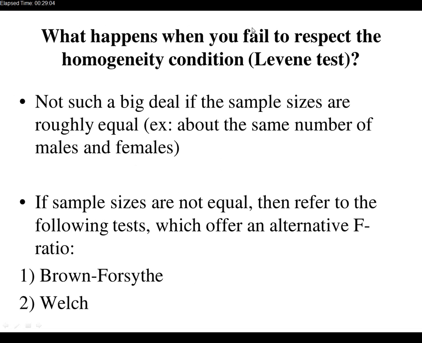What happens when we fail to respect the homogeneity condition in the Levene test? It's not such a big deal if the sample sizes are about the same, for instance males and females. But if the sample sizes aren't near equal, we refer to the Brown-Forsythe and the Welch tests, because they deal better with unequal sample sizes. Remember in the t-test we use the second line if we violated homogeneity; in ANOVA we go to the Brown-Forsythe or the Welch.